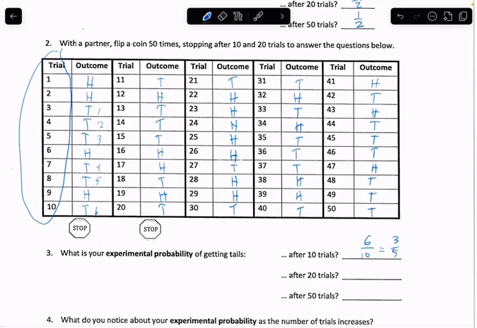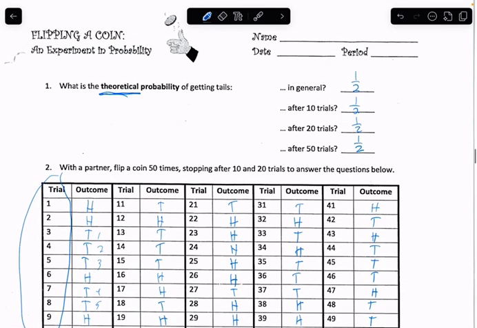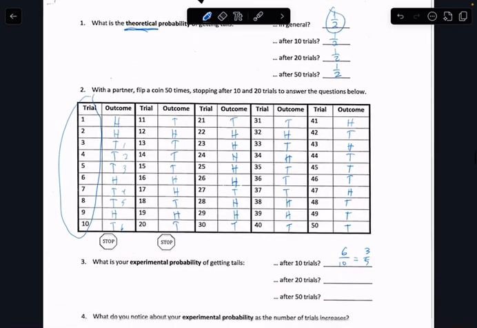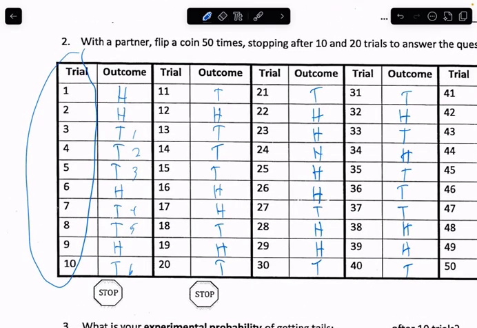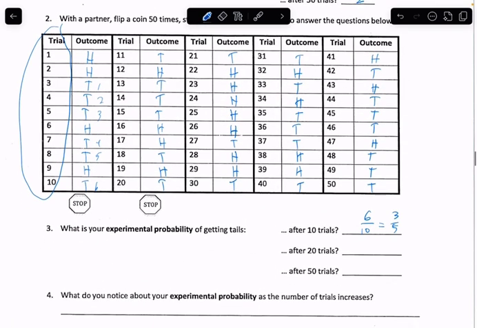Now that's according to my trials. If you did it yourself, you might have different trials. But according to mine, my experimental probability of getting tails is 3 over 5. However, my theoretical probability is always still 1 over 2. Now I flipped it 10 more times, and I got 6 tails again. That means it would be 12 out of 20 total, and my probability still ends up being 3 over 5, since I divide each of those by 4.